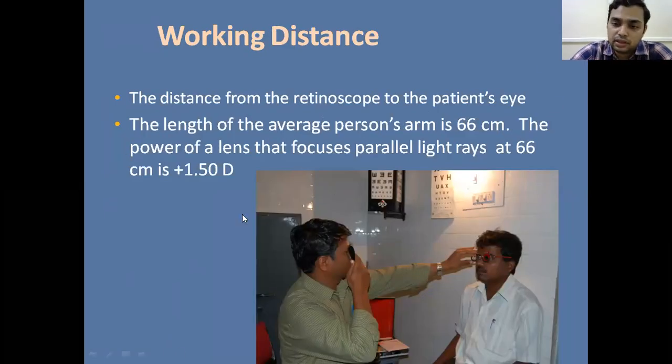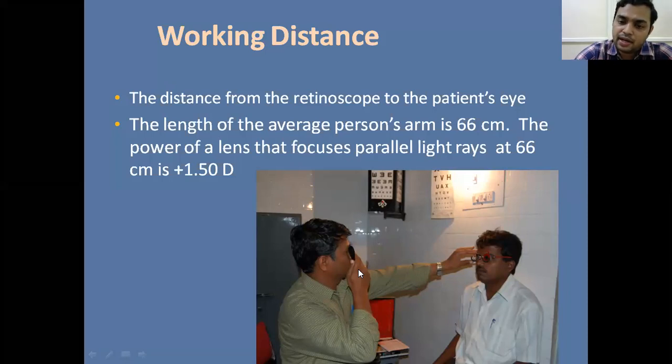So this is the procedure. We should sit in front of the patient at arm's length distance. Suppose the arm's length is around 66 centimeters. The patient should be at arm's length distance.